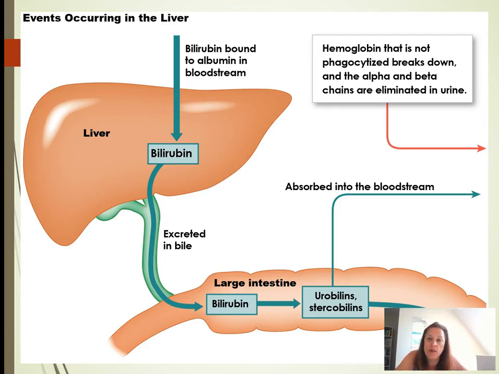Again, the hemoglobin that's not phagocytized breaks down, and the alpha and beta chains are eliminated. If it is broken down, the bilirubin is bound in the liver, and then that is sent down through the bile to the intestine and again absorbed into the bloodstream. So the breakdown and the pieces parts are all sort of sent either to be reused again or to be excreted or secreted.